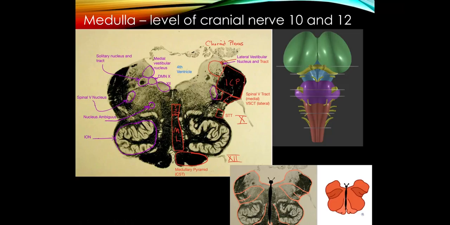I've stopped pointing out the spinothalamic tract because it's in kind of a vague location here, but you just need to know that the spinothalamic tract is in the lateral medulla all the way up. So when we talk about lateral medullary syndrome, you want to remember that the spinothalamic tract is going to be involved there. Here is still the spinal trigeminal nucleus and tract. So remember, this is for pain and temperature for the ipsilateral face.